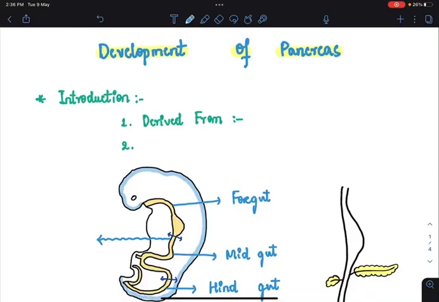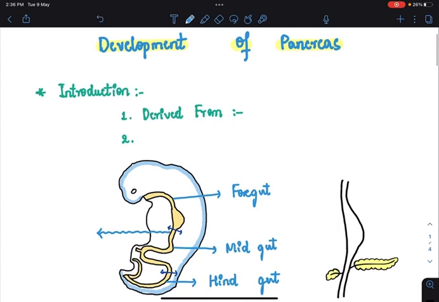In this video, I am going to talk about the development of the pancreas. The organ pancreas is derived from the endoderm layer. Which layer? There are three layers, right? Endoderm, ectoderm, mesoderm. So the pancreas develops from the endoderm layer.